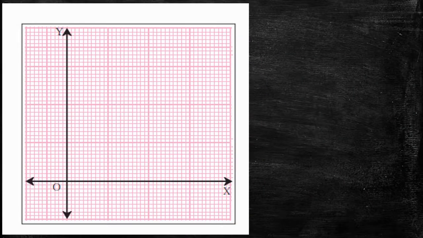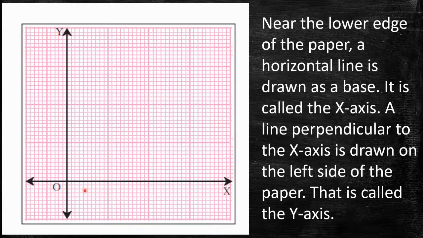Near the lower edge of the paper a horizontal line is drawn as a base. It is called the x-axis. A line perpendicular to the x-axis is drawn on the left side of the paper. That is called the y-axis. And here you can see the point of intersection O.